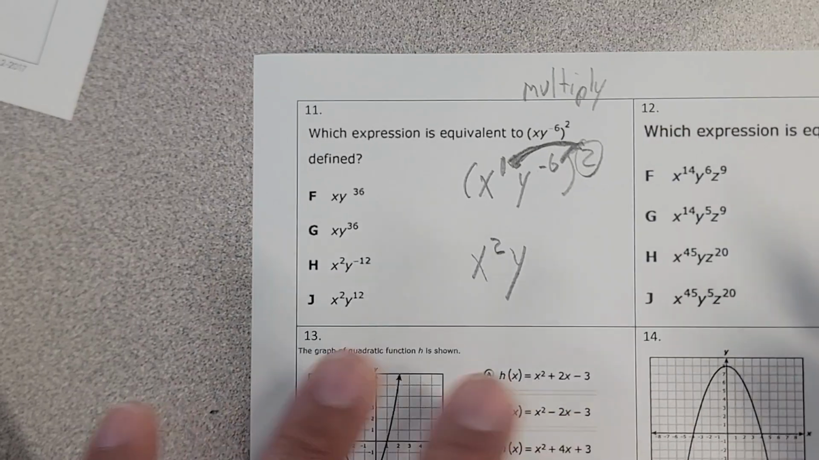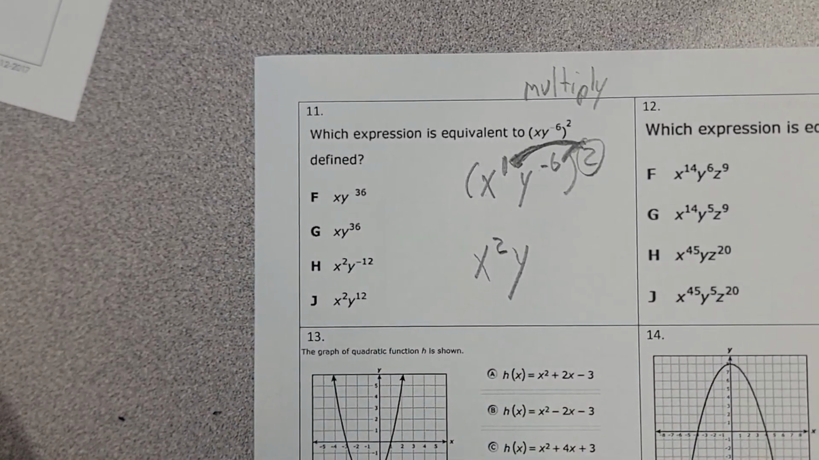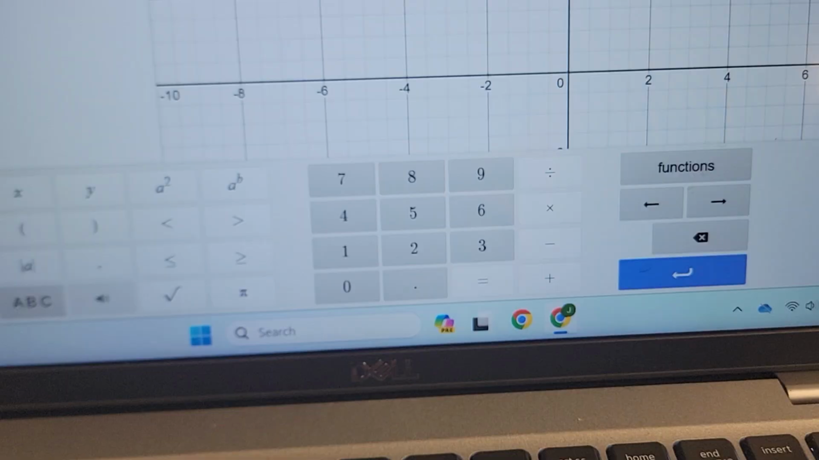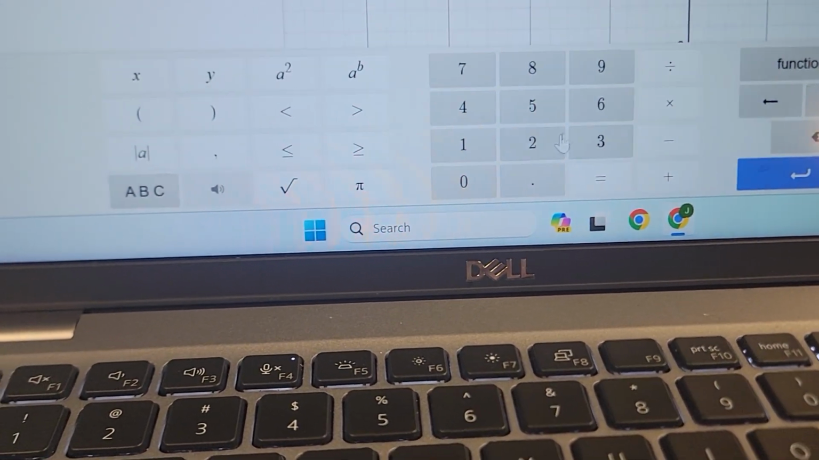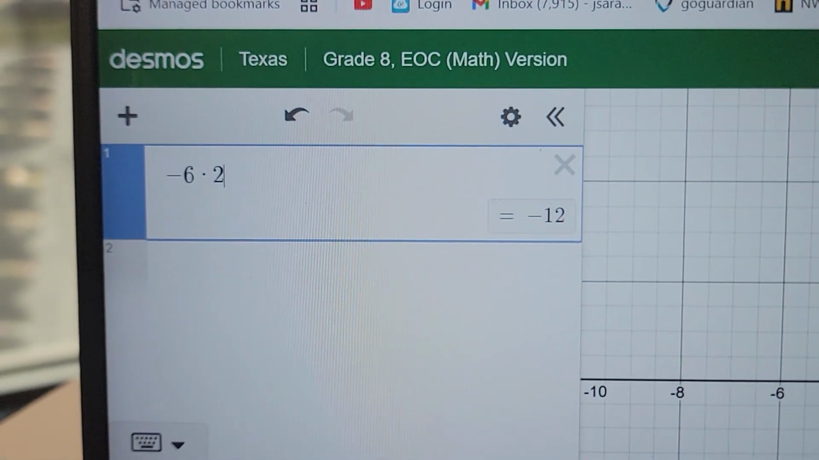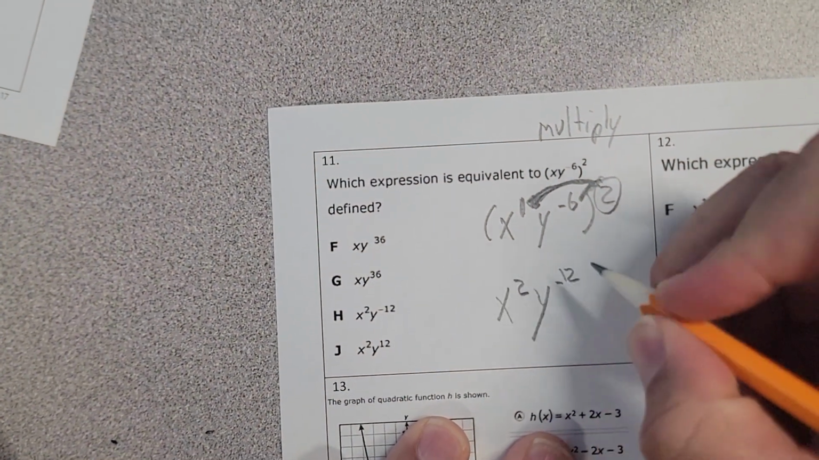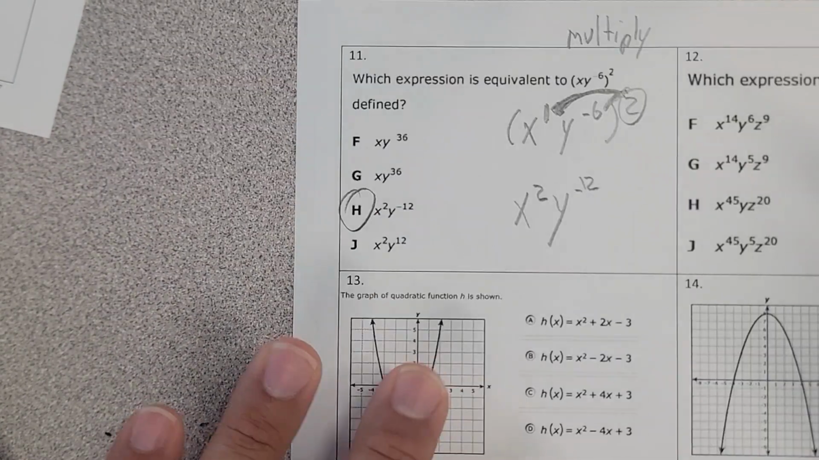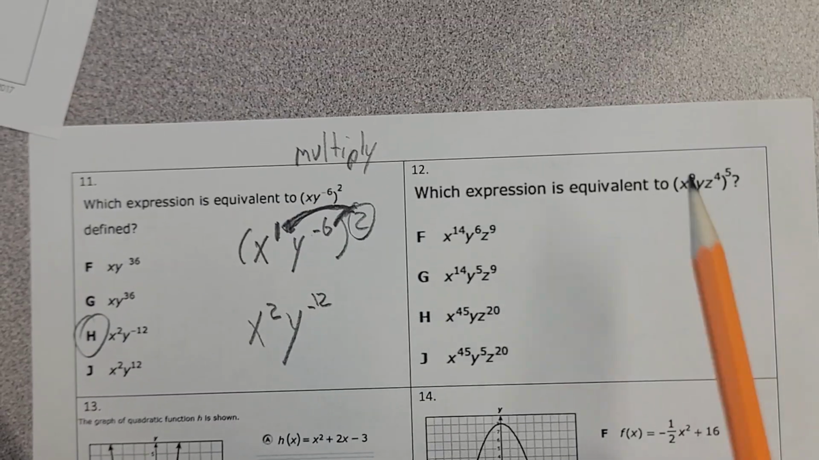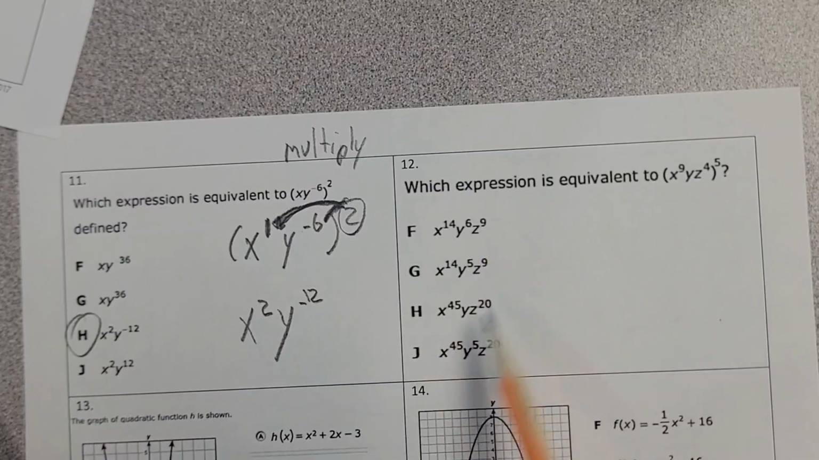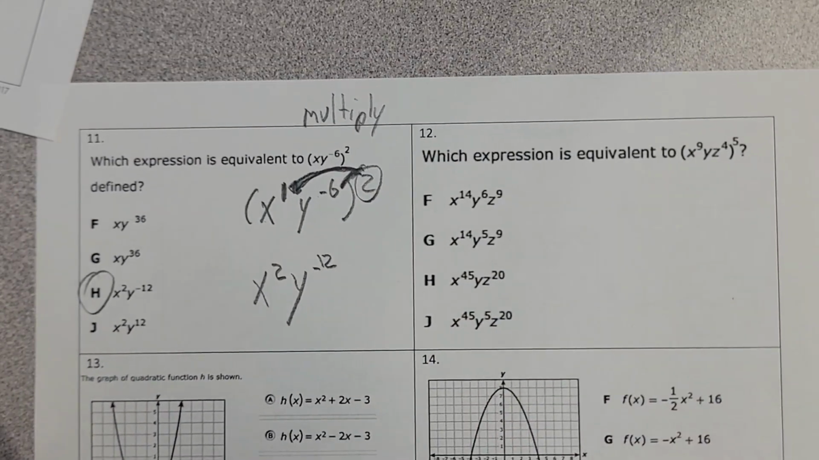All right, let's plug it into the calculator. What's negative 6 times 2? I'm just putting decimals. So I'm going to type in negative 6, multiplication, times positive 2, and that equals negative 12. So this is y to the negative 12. Okay? So I have my answer right here, H. Okay, so you're going to do the same thing. I'm missing the number 1. Put your number 1 here and multiply the numbers to see which one this is. All right, mark on your Ed puzzle.